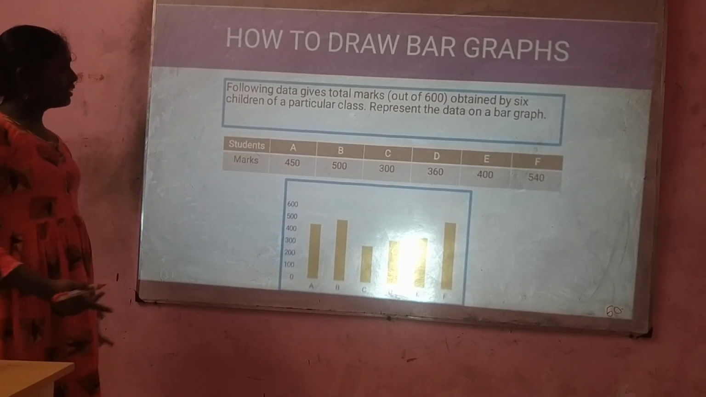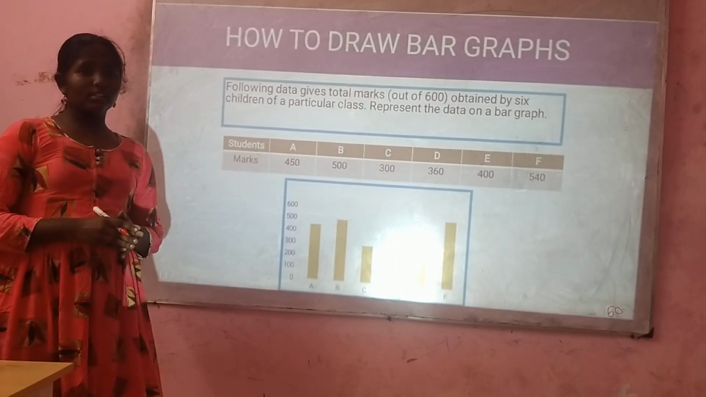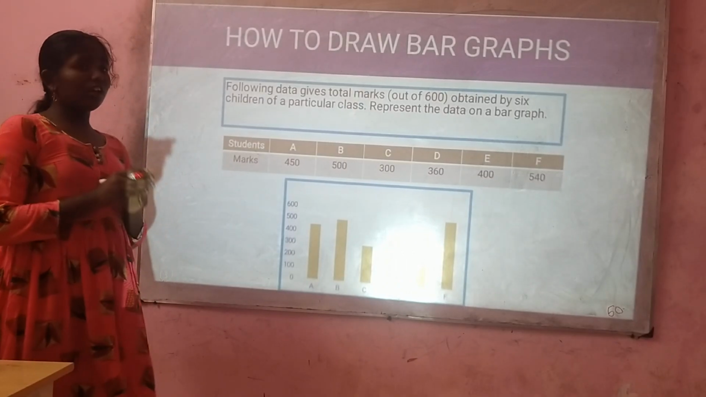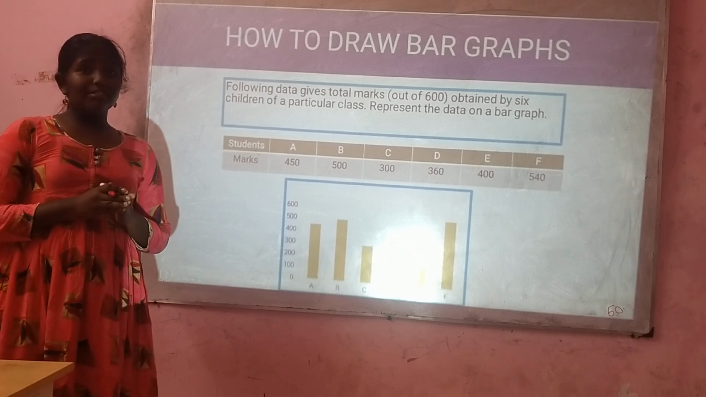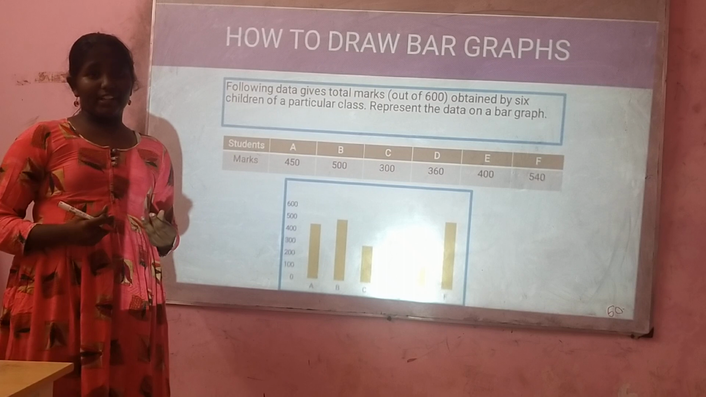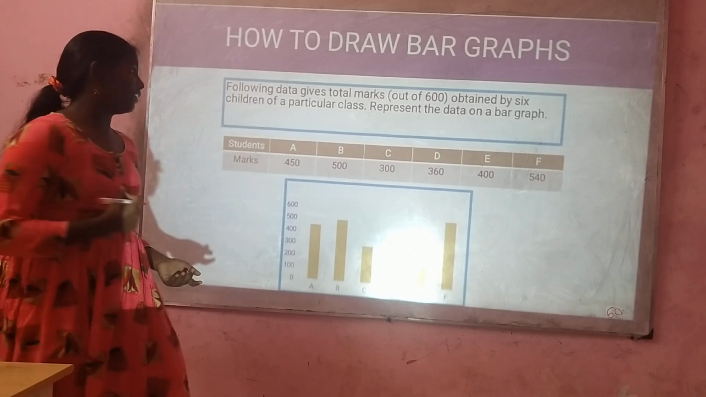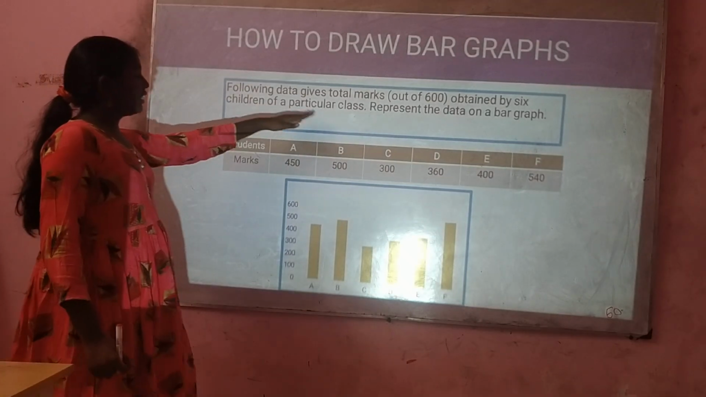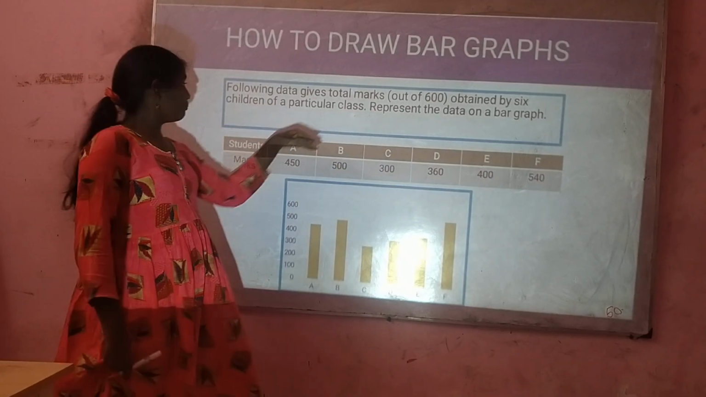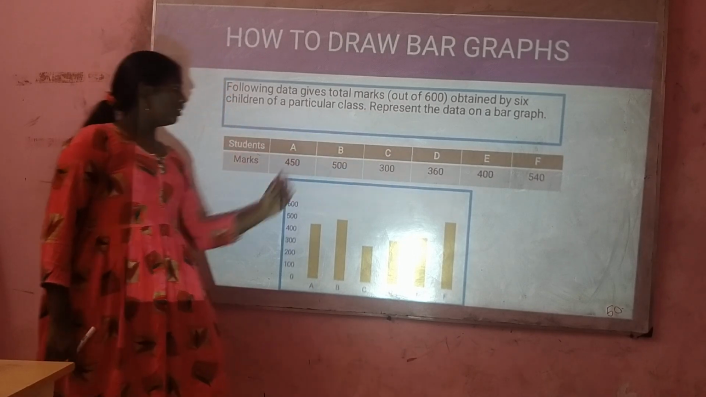How to draw bar graphs? Now we have discussed so many things. Let's talk about bar graphs. Bar graphs are one of the very important parts of data. It's a very easy way to represent the data. The following data gives total marks out of 600 obtained by 6 children of a particular class. Represent the data on a bar graph.